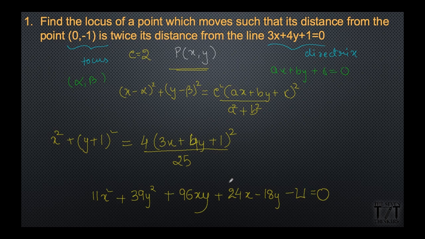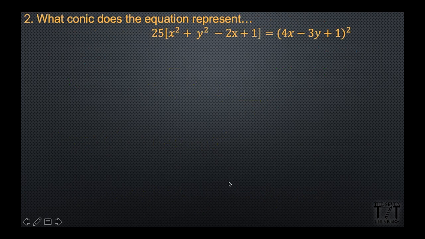So let's move on to the next question. What conic does the equation represent? We have an equation. We need to find out what conic does it represent. So first of all, we must remember the fact that to identify conic, we need to find out the value of E, that is eccentricity.